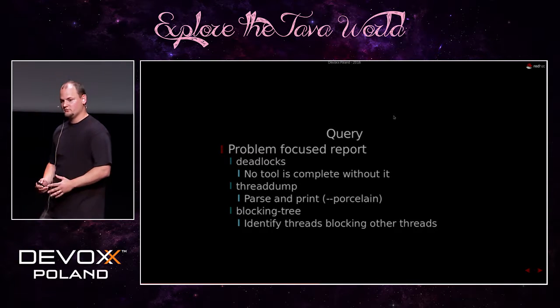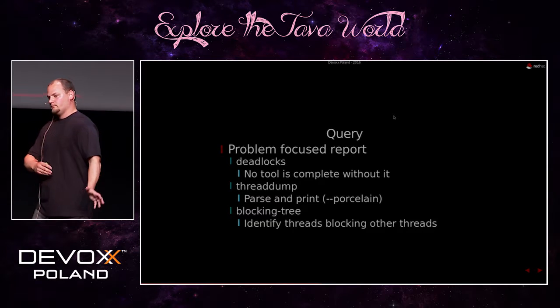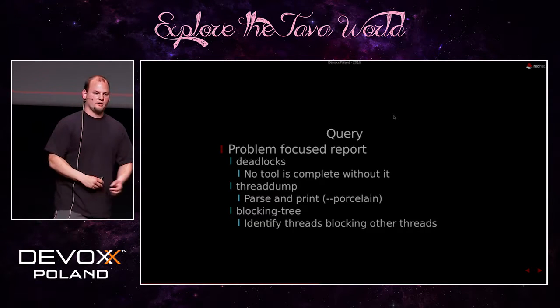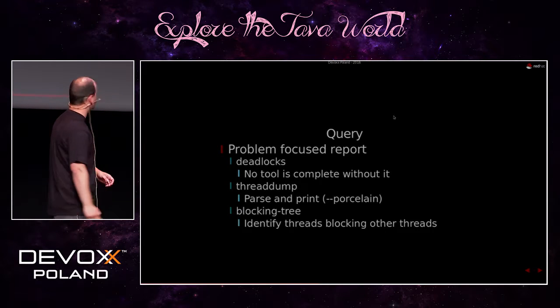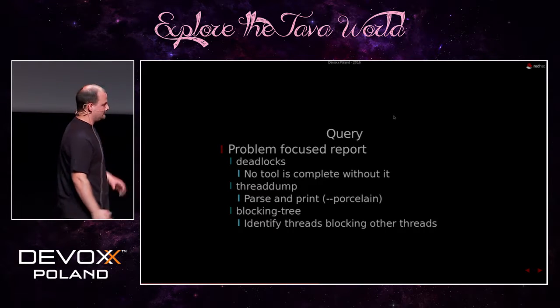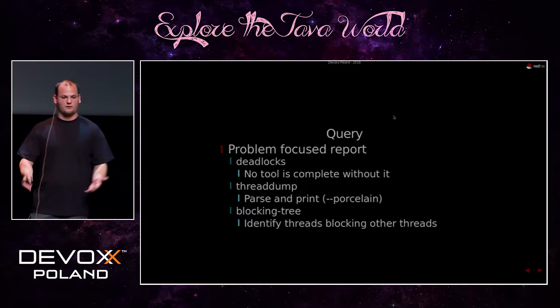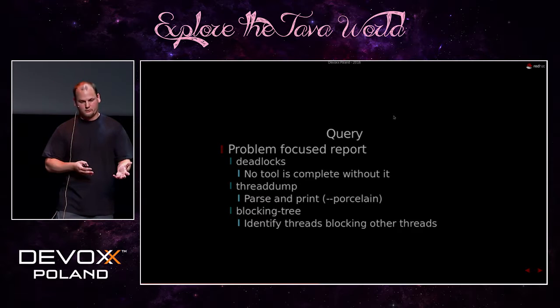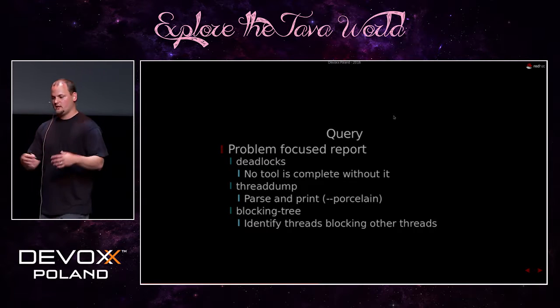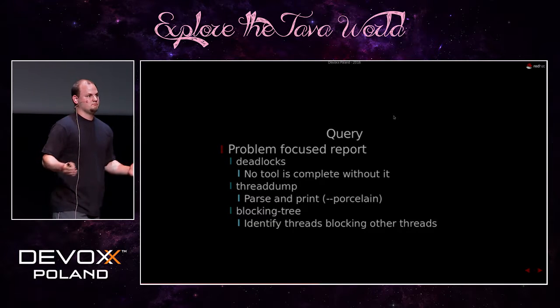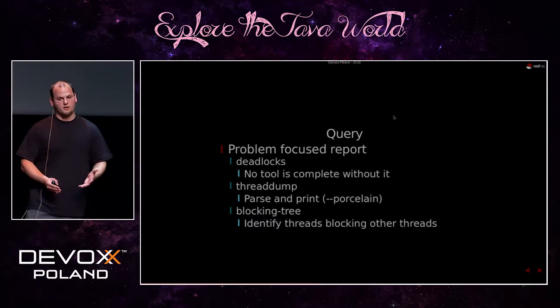Deadlock, every tool needs to have it, so you can run the query and it will give you a textual report if there are any deadlocks, what they consist of, etc. Blocking tree is my personal favorite. If you look at the Threaddump, it consists of threads, and they have some locks. Those are really low-level abstractions. When it comes to blockage, what's helpful is to have a higher-level abstraction over that.